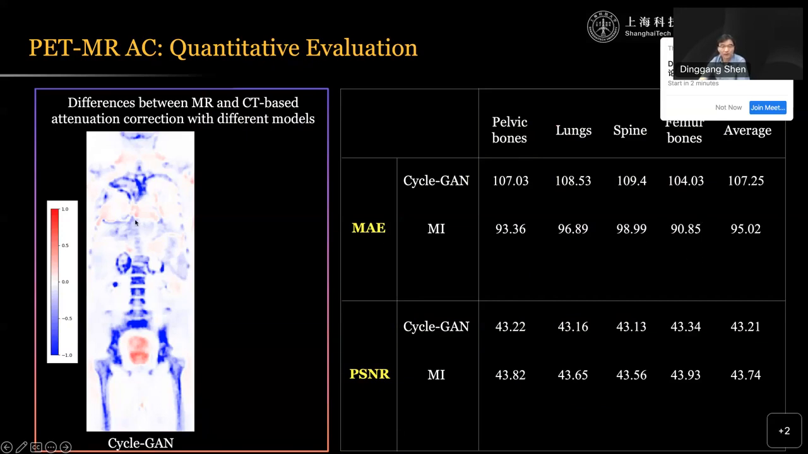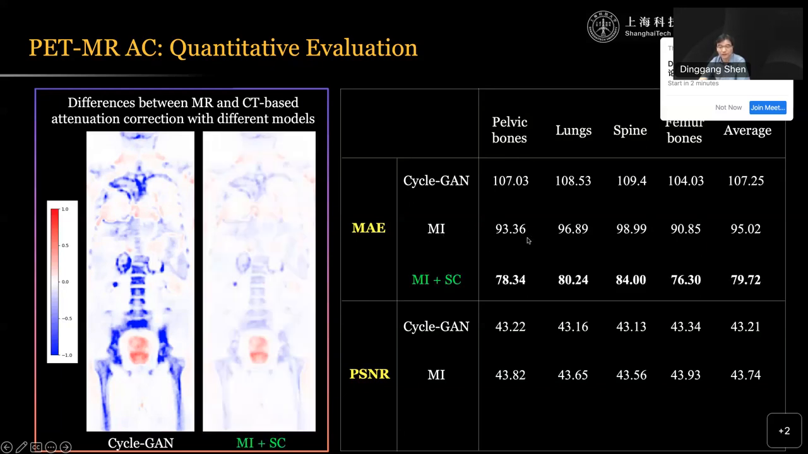If you use this method with just CycleGAN, as you can see, the errors are, for example, over 100. But if we add the mutual information, then you reduce it and can reduce it, for example, from 100 to 70. And also the SNR you can also improve.